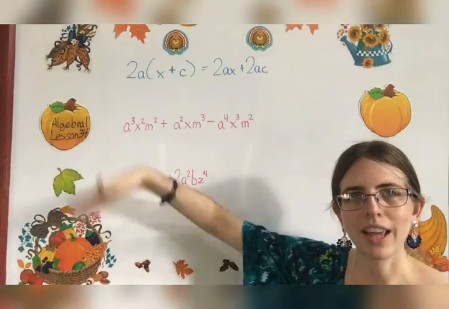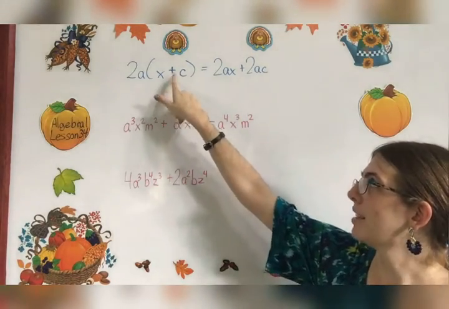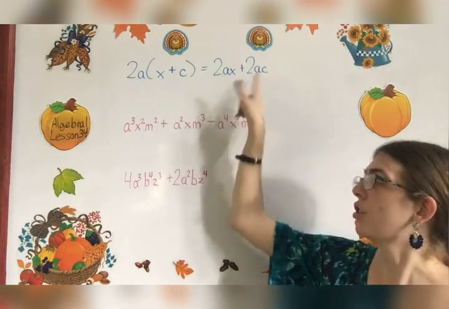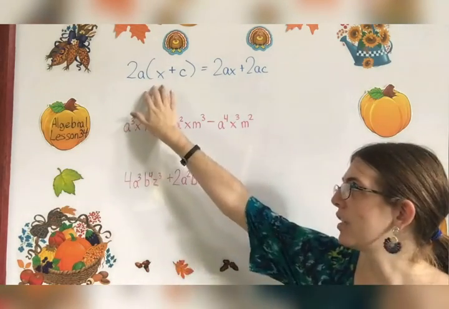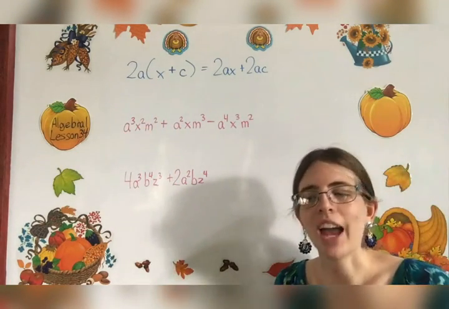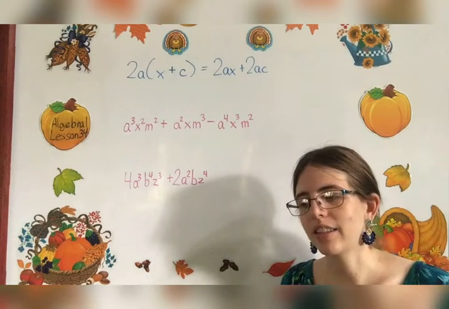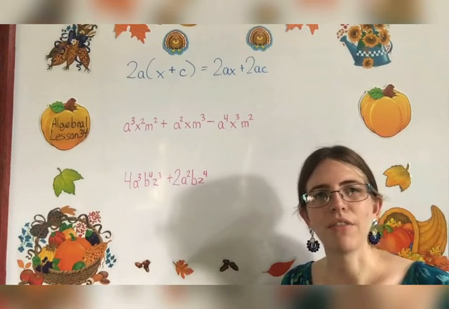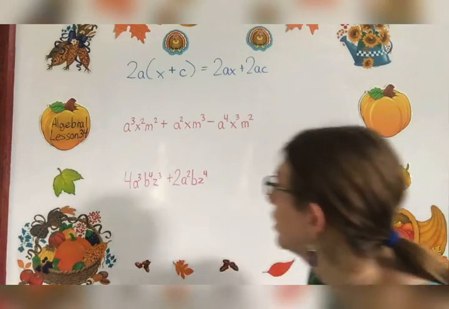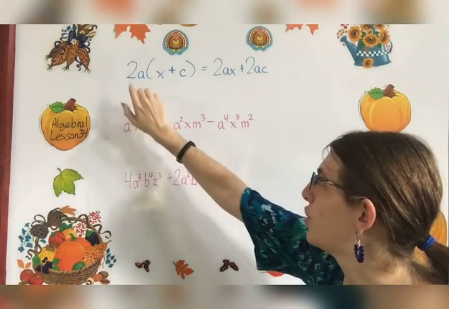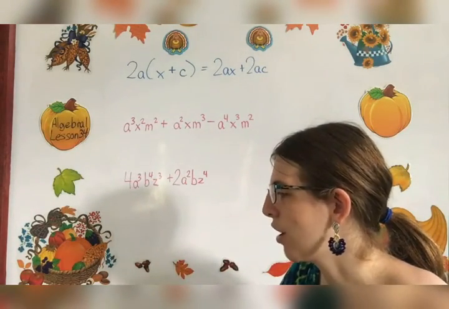Now if I actually multiply these, I distribute it, I get 2a times x, which is 2ax, plus 2a times c, which is 2ac. If I reverse it and go back to my two factors, this is factoring. Factoring is the process of writing an indicated sum as a product of factors. This would be a sum, and here I've changed it to two factors, so that would be factoring.